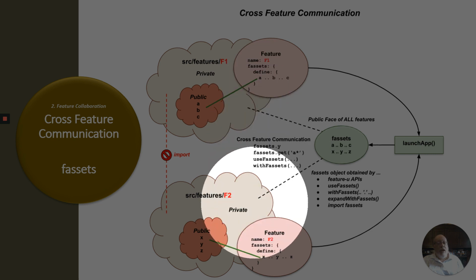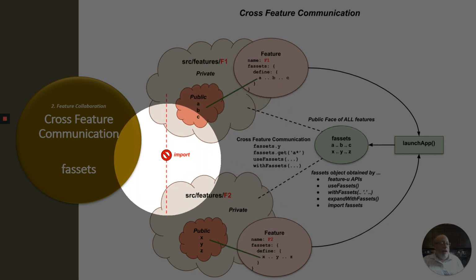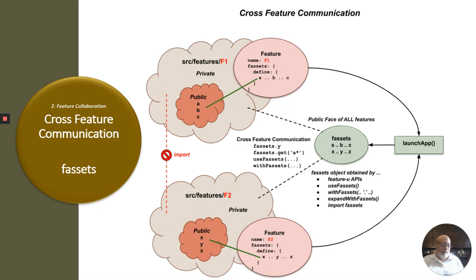the facets object allows us to do all of our cross-feature sharing without relying on the import. And again, this is also made possible because feature U is in start of our application, allowing the launchApp to accumulate all these facets appropriately.